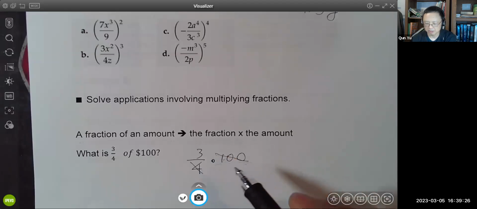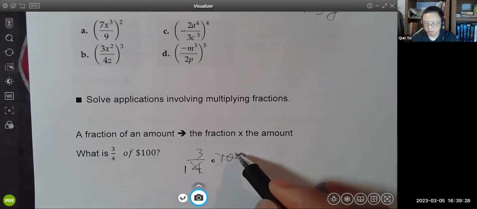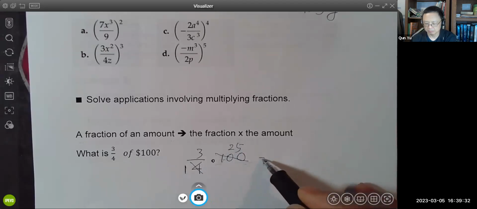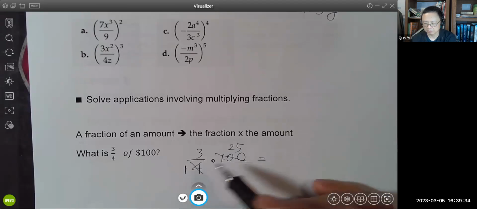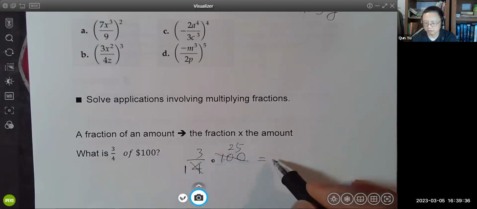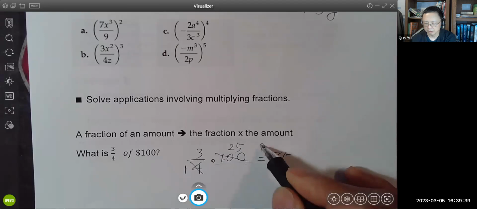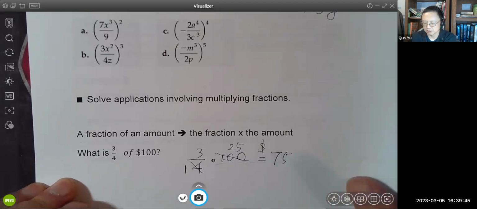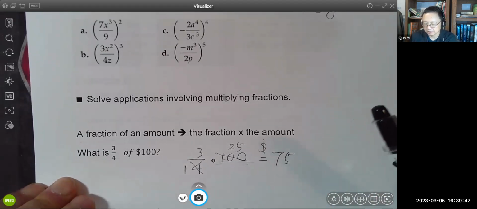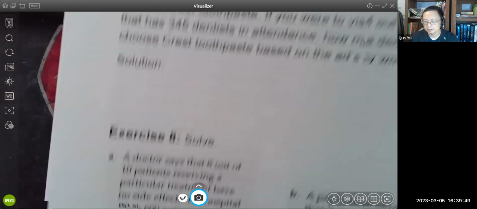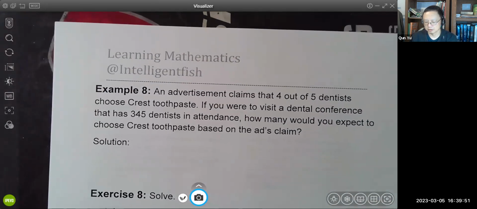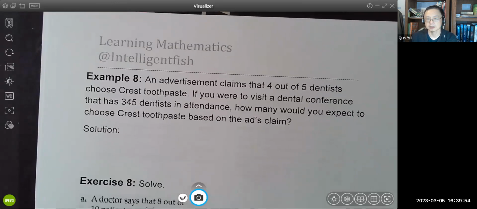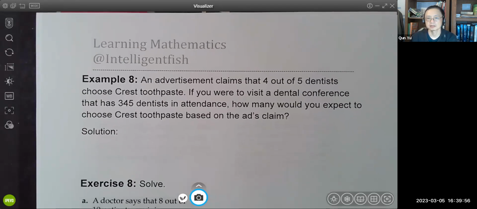So both can be divided by 4. 100 divided by 4 is 25. There's nothing left on the bottom, which is 1, so we don't need to divide by 1. 3 times 25 is 75. And you know this makes sense, right? So a fraction of an amount means that fraction multiplied by that amount. Now let's look at our first application problem.